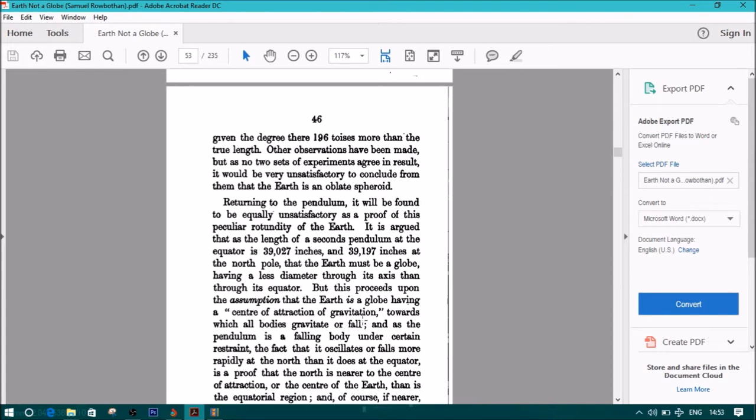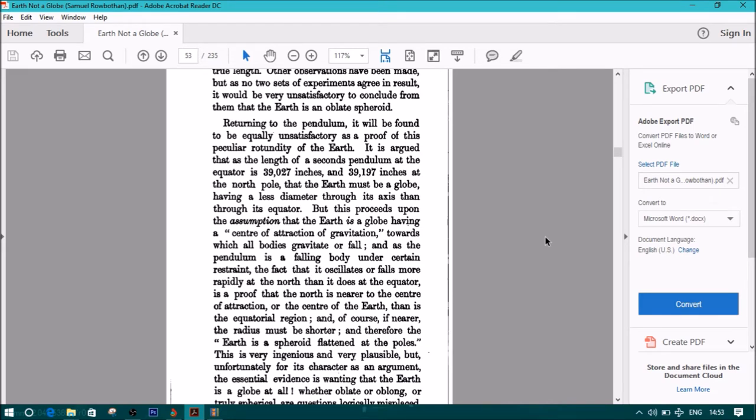And, as the pendulum is a falling body under certain restraint, the fact that it oscillates or falls more rapidly at the north than it does at the equator is a proof that the north is nearer to the center of attraction, or nearer the center of the Earth, than is the equatorial region. And, of course, if nearer, the radius must be shorter, and therefore the Earth is a spheroid flattened at the poles. This is very ingenious and very plausible, but unfortunately for its character as an argument, this essential evidence is wanting, that the Earth is a globe at all.